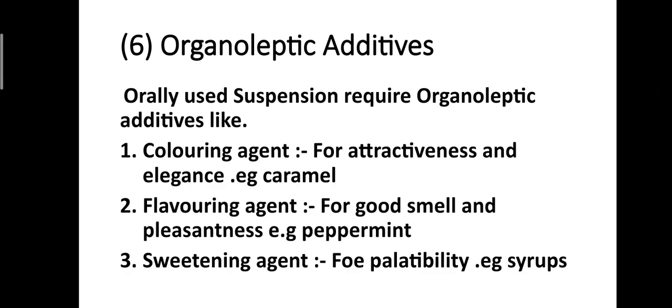Sixth, organoleptic additives. Orally used suspensions require organoleptic additives like coloring agent for attractiveness and elegance. Example: caramel. Caramel is a coloring agent used in preparing suspension. Flavoring agent for good smell and pleasantness. Example: peppermint. Third, sweetening agent for palatability. Example: syrups. These are the additives, excipients, or adjuncts used in suspension.